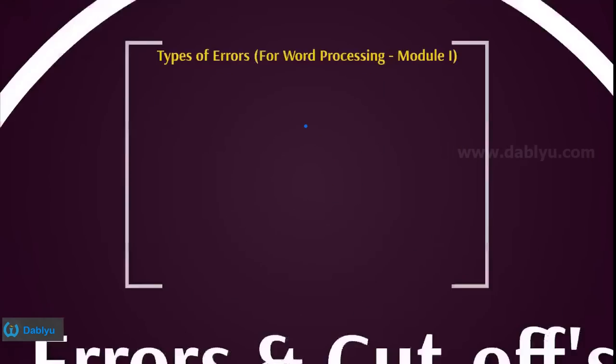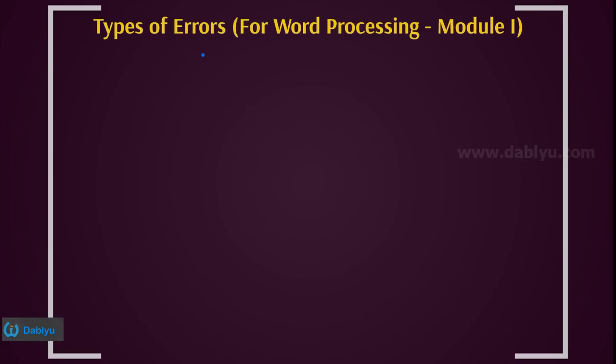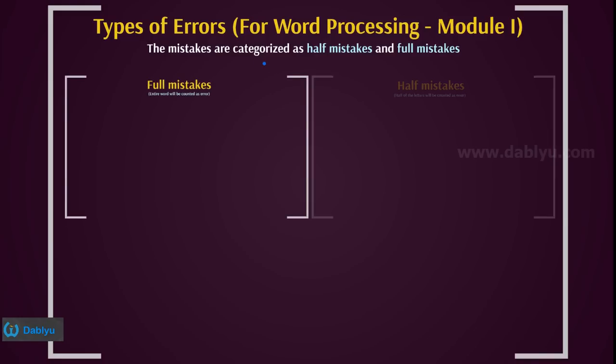So first, let's talk about the types of errors, especially for the word processing test, that is module 1. Generally, the errors are categorized as two things: one is half mistakes and the other is full mistakes. Let's see them one by one.